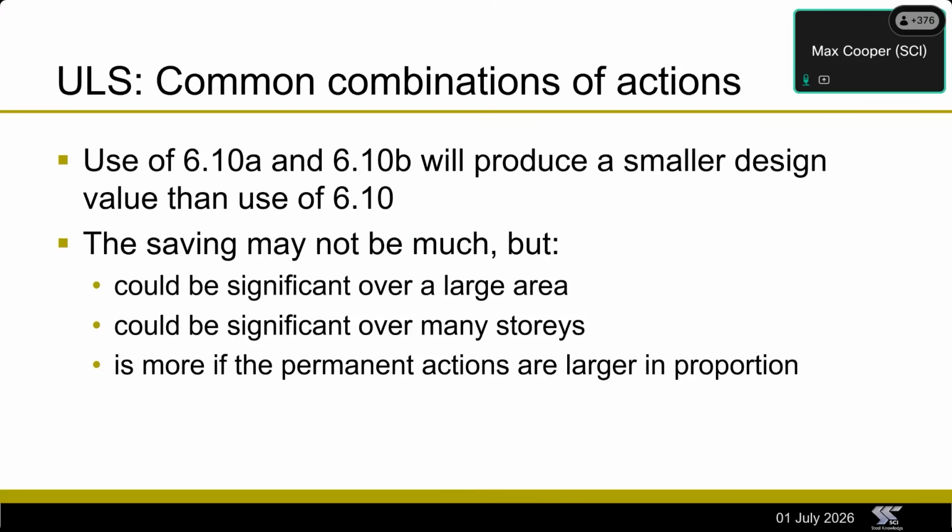So in summary, we see that the use of 6.10a and 6.10b will always produce a smaller design value than the use of 6.10. I would suggest it's a minimal additional effort, and we'll get onto a couple of examples later. The saving may not be enormous, but once you add it up over a large area or over many stories, you could get a reasonable saving in both economy of the structure, tonnage, and of course carbon. So it's certainly something we believe is absolutely worthwhile.